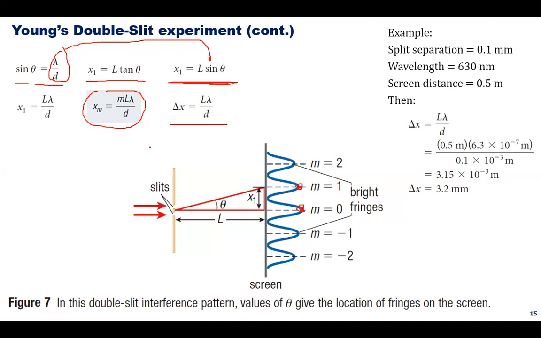Okay, so let's use these formulas to have a look at an example here. Suppose the slit separation is 0.1 millimeters. The wavelength of light from a red laser is 630 nanometers. And the screen is 0.5 meter from the slit. Then using these formulas, we can substitute the corresponding values into this equation to determine the separation of fringes for the red laser light. Delta x equals L lambda over d. Put all the values in, delta x is 3.2 millimeters. So the separation is large enough to be seen by the unaided eye.